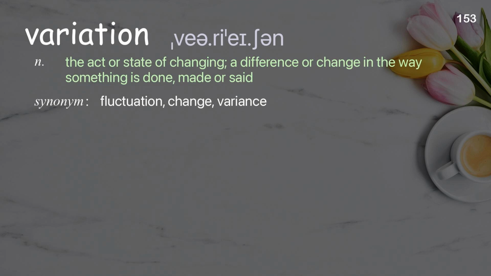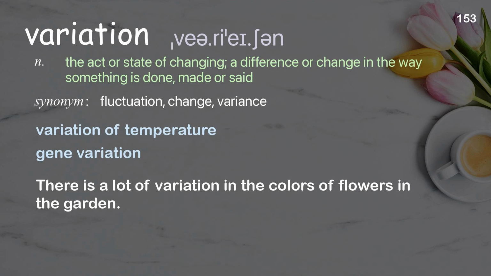Variation. The act or state of changing, a difference or change in the way something is done, made, or said. Examples: Variation of temperature. Gene variation. There is a lot of variation in the colors of flowers in the garden.